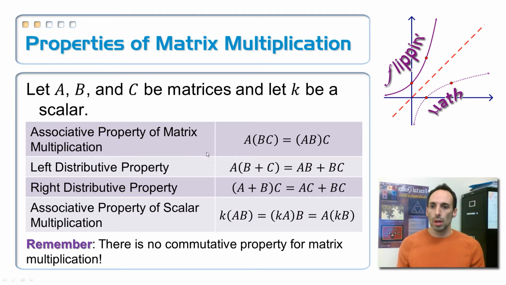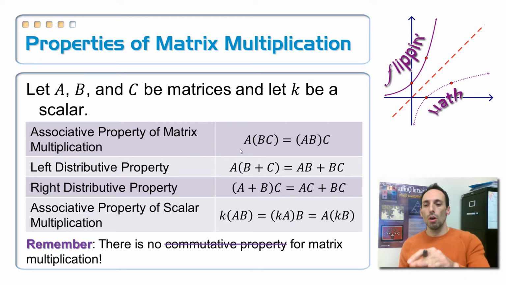Okay? I have a left distributive property and a right distributive property. I have two separate properties for this, and the reason why I do is because, remember, if I multiply them in the opposite order, I get a different answer. Down there at the bottom, remember, there's no such thing as commutative property for matrix multiplication.